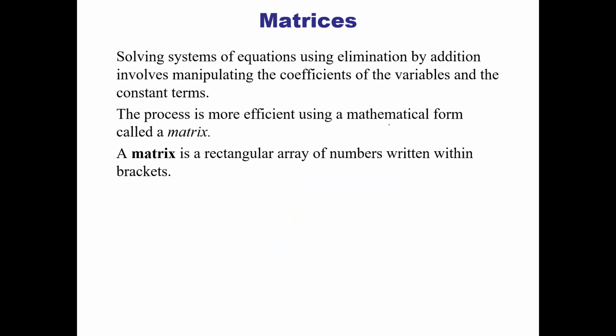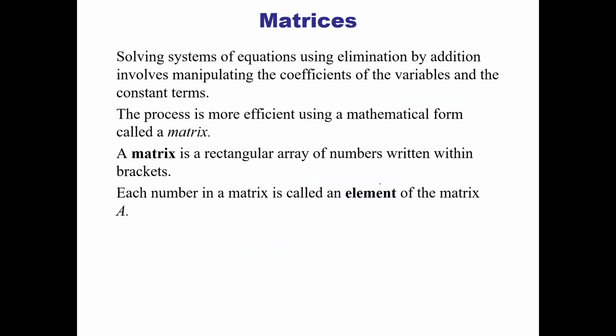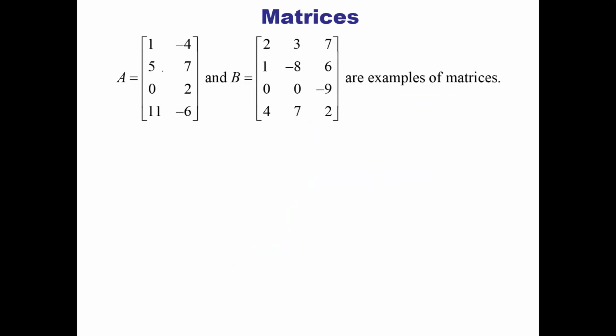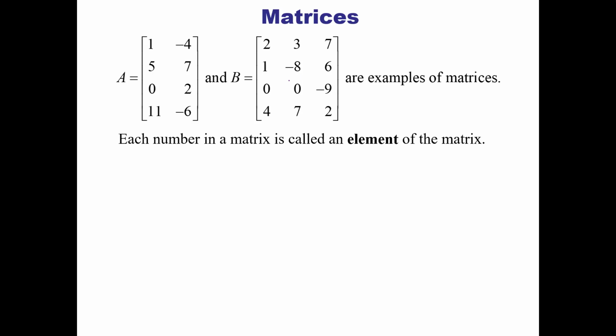Now, a matrix is basically a rectangular array of numbers written within brackets. Each number within the matrix is called an element of the matrix. Say it's matrix A. Here we have matrix A on the left, then we have matrix B here. These are two examples of what a matrix could look like. Each number in the matrix, like we said, is an element of that matrix.